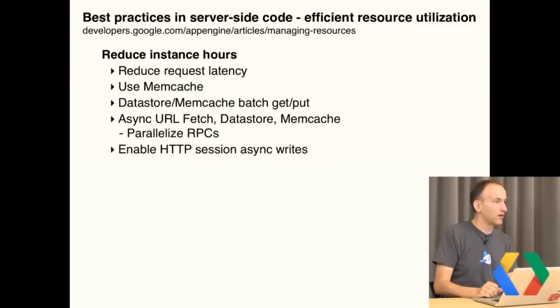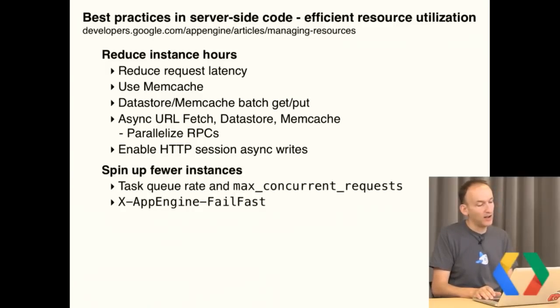Here's a list, for example, of ways to reduce instance hours, which is one of the primary sources of cost for applications. And the other one is data store. We kind of did an informal survey of how developers are using their data store, and what we find is that almost all developers are using the data store less efficiently than they could.